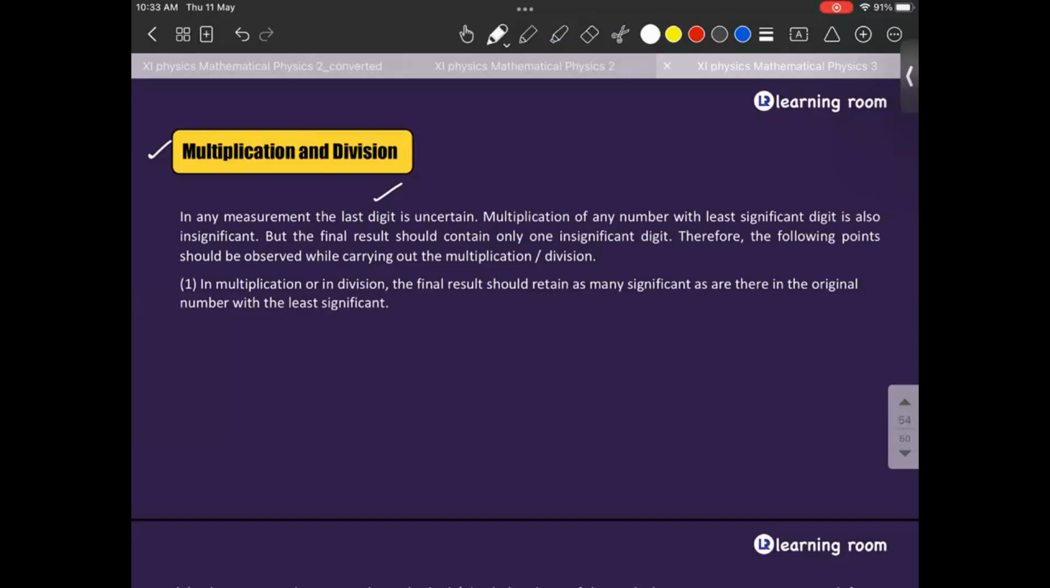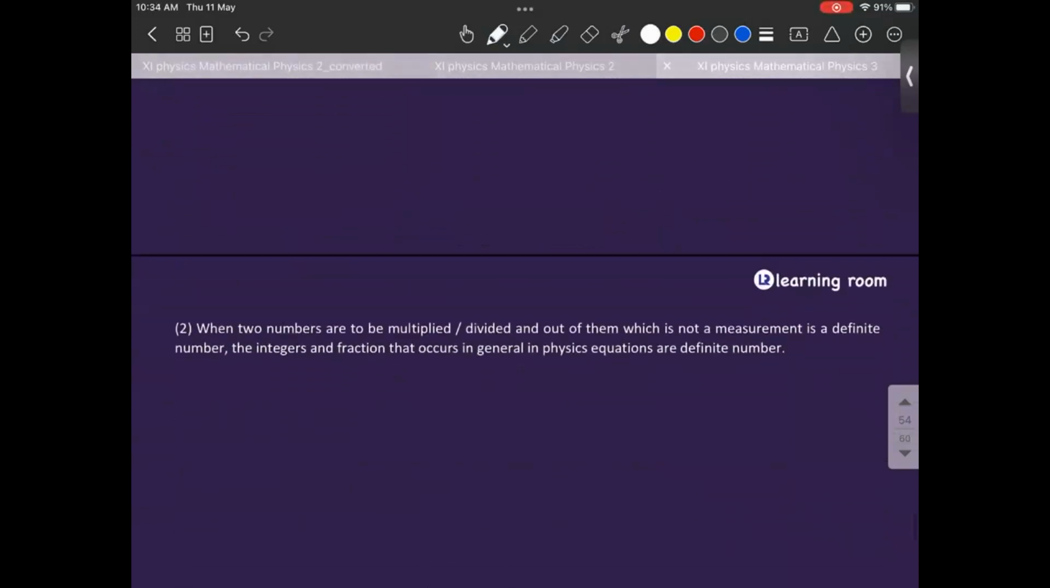But the final result should contain only one insignificant digit. Therefore, to obtain this kind of output, there are certain rules to be followed in multiplication and division. The first one is, in multiplication or division, the final result should retain as many significant figures as there are in the original number with the least significant figures. It is the same thing that we performed in the case of addition or subtraction. It's the same rule.